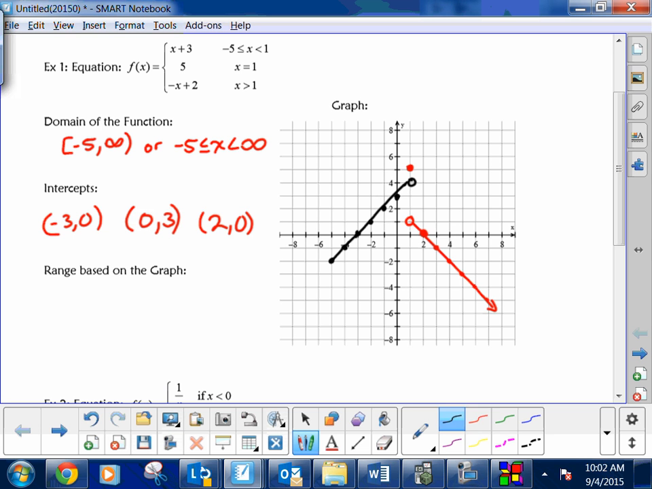It's written this way. You'll say the range is the number 5, and then you use the symbol for or. So it's going to be 5, or from negative infinity, which we said over here, to 4 not included. And the reason we're not including 4 is because remember we had an open circle there? So not including 4.